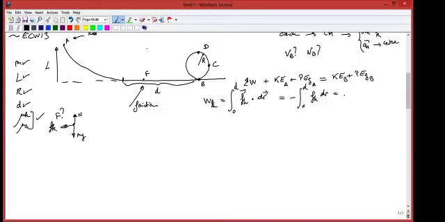And now everything is scalar, we can integrate. Fk is mu k n, it's a constant, we can take it out. And now this integration is trivial. And we have this, same as last Wednesday. The problem is we still don't know what n is. So we have to express the normal force in terms of known quantity only.